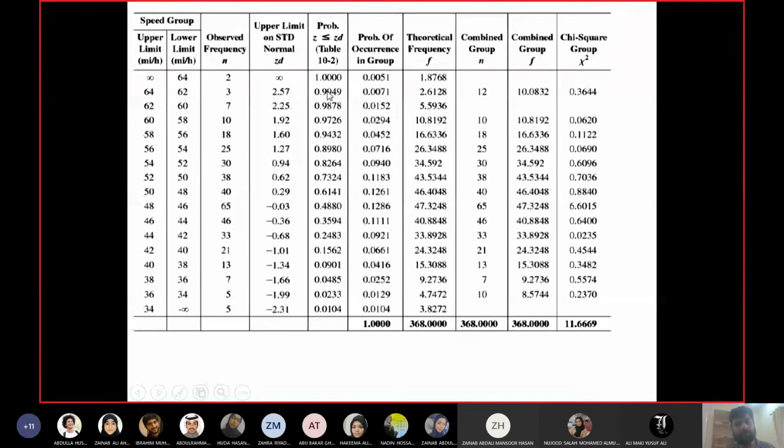Okay, then the next column is the probability of these z values. So you have to go to the z table, right? Now two things you have to understand here. First of all, something which I explained yesterday as well. Now the value here is infinity. If you go to the z table, obviously you will not find infinity in the z table. So what did I tell you yesterday about any value which is more than the value given in the table? Its probability will be 100%, meaning 1. Okay, so infinity has a probability of 1.